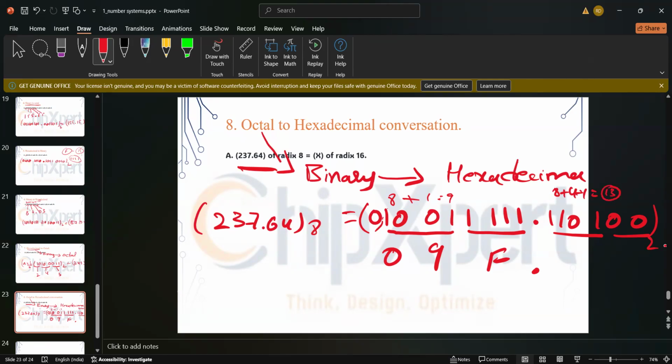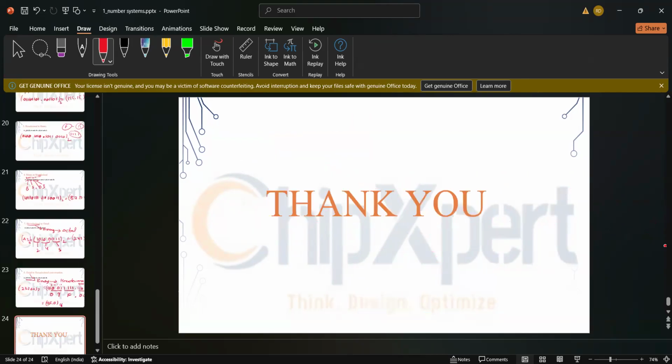12, 13. The 13th representation is D. And after that 0. That means 9F.D is your hexadecimal number. This is how we are going to convert octal number to hexadecimal number.